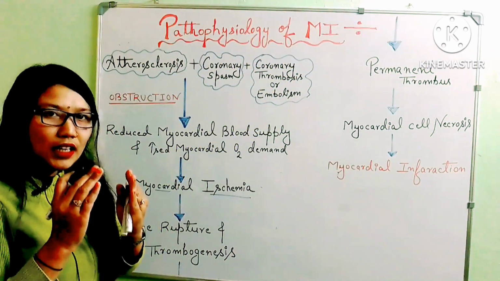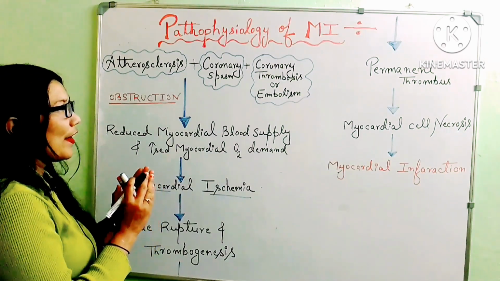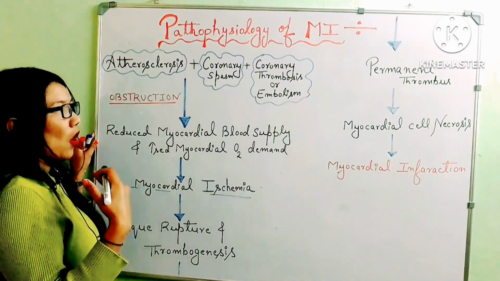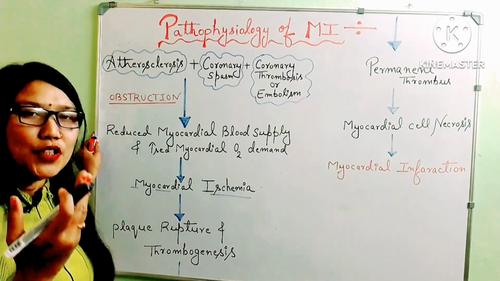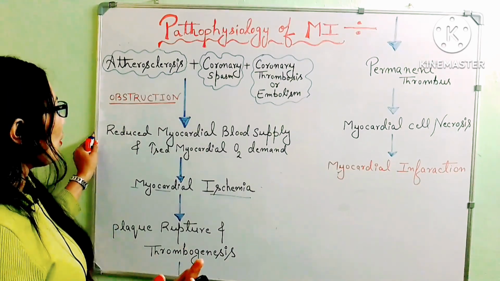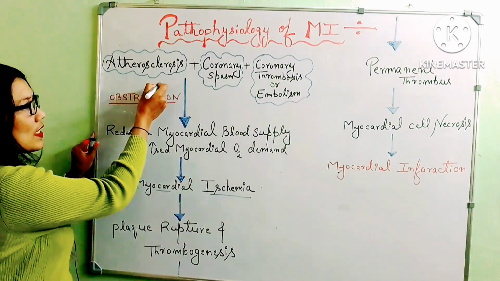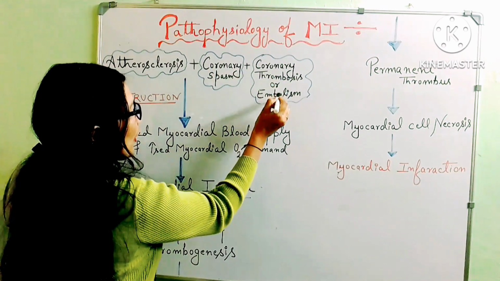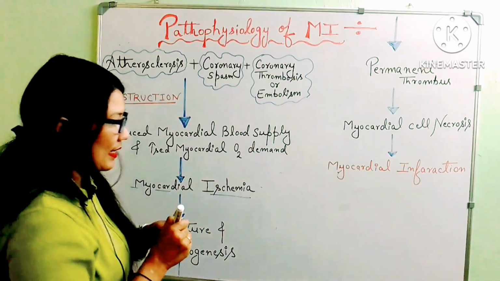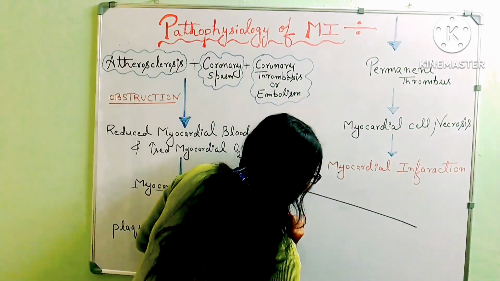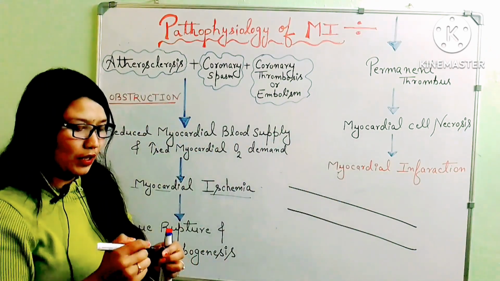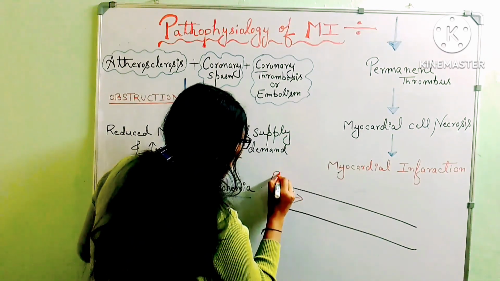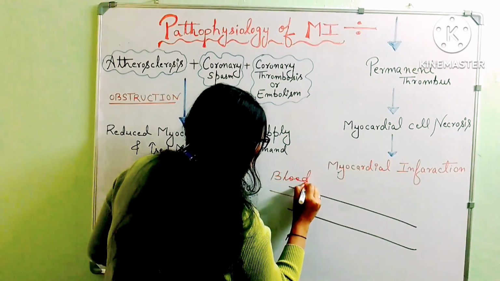Whatever the causes we read about in the previous video on myocardial infarction, any cause will create an obstruction in the blood flow, such as atherosclerosis, coronary spasm, narrowness of the artery, or coronary thrombus or embolism. So let's see the coronary artery. Suppose this is the normal coronary artery, and the blood is flowing at its normal speed.